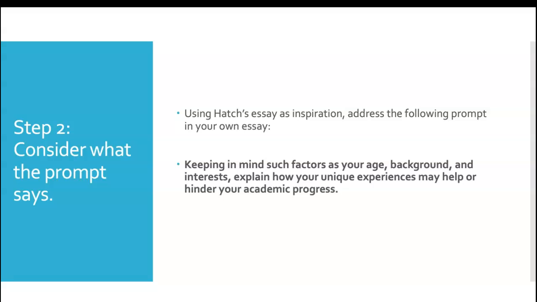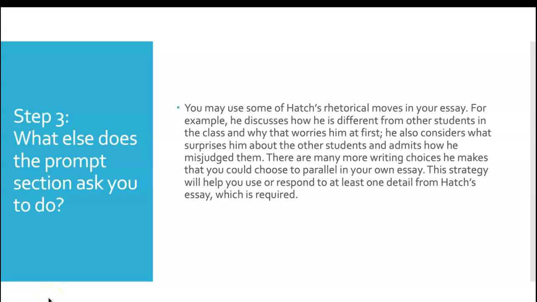So what about you specifically is going to help you do well in this class or in school in general? And what do you think is going to get in your way? That's really what hinder means. What's going to stop you? What's going to hinder you? What's going to make it more difficult for you compared to the average student? And we're going to get into detail about that in this essay.